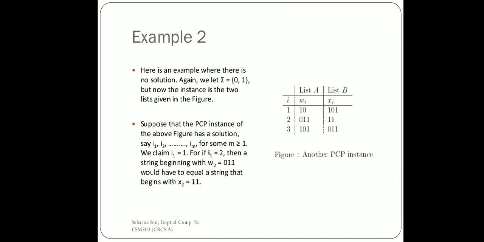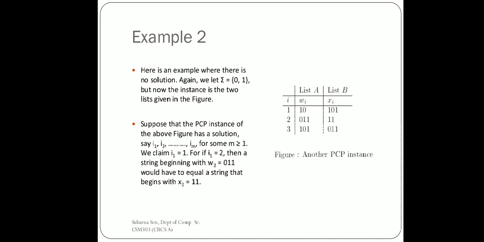Okay, so W2 is what? 0 1 1 and X2 is 1 1. So definitely it is not going to work, because if you start with this, list A is starting with 0, whereas list B is starting with 1.